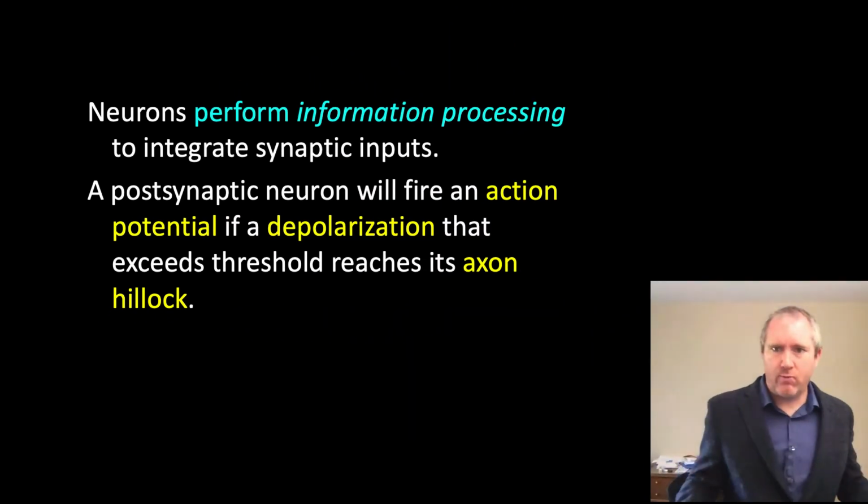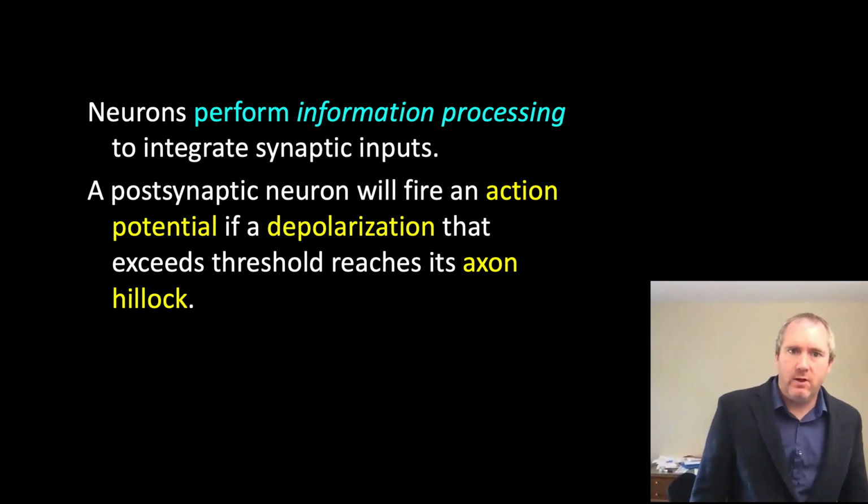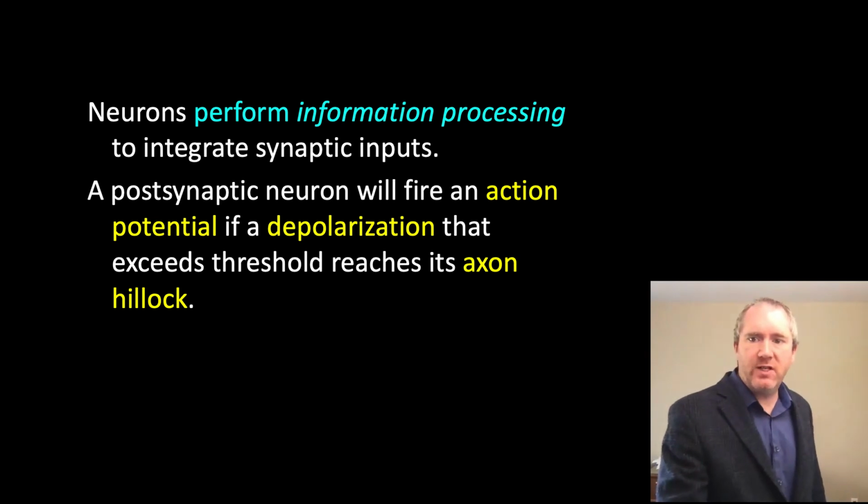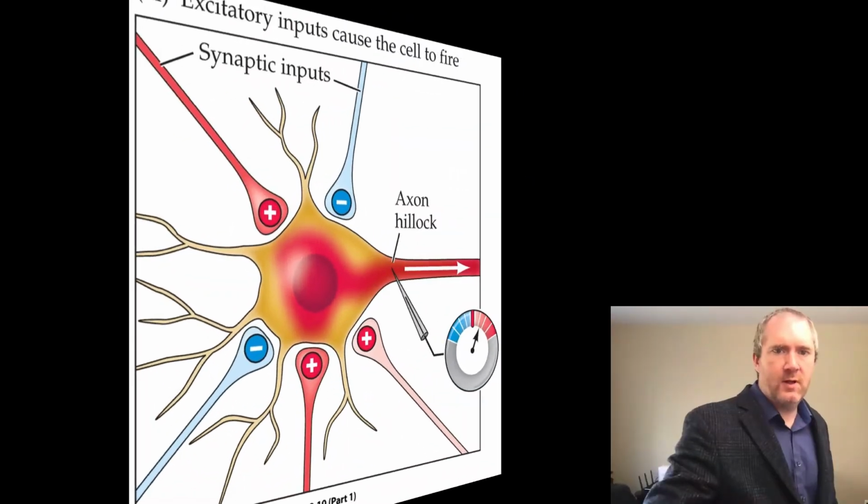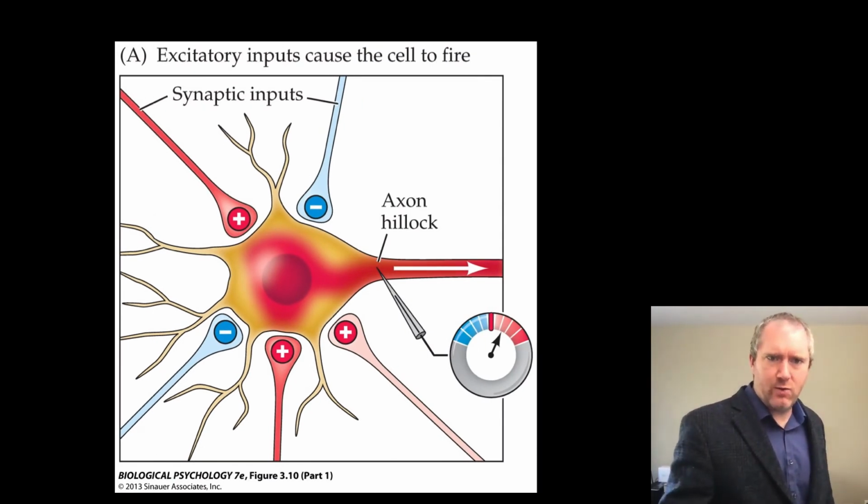Neurons perform information processing to integrate these synaptic inputs. Before anything is strengthened, you first have to do the initial processing. So a postsynaptic neuron will fire an action potential if a depolarization that exceeds threshold reaches its axon hillock. For this to occur, you would have to have summation of a lot of EPSPs over IPSPs. This little three-part animation shows the role of excitation and inhibition and their integration at the axon hillock. It shows this very nicely visually. If you have a lot of excitatory input, that would of course drive you toward an action potential.